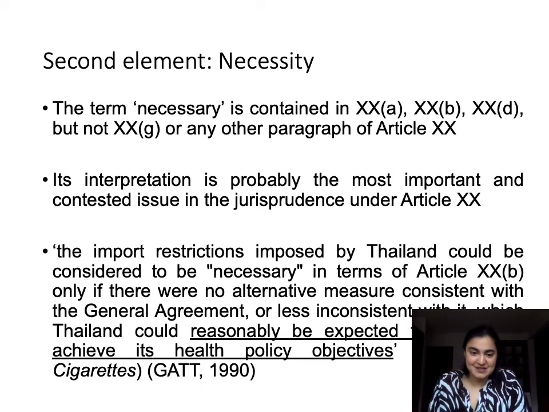In this specific case, they said that the import restrictions imposed by Thailand could be considered to be necessary in terms of Article 20b only if there was no alternative consistent with the WTO law or less inconsistent with it, which was reasonably available to Thailand and which would allow Thailand to achieve the same health policy objectives. So that's how they defined the concept of necessity.